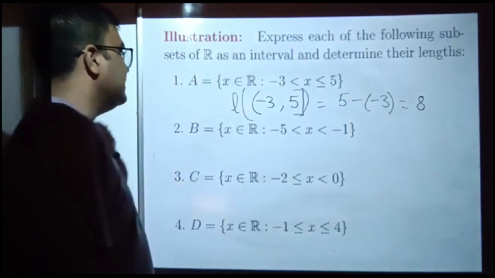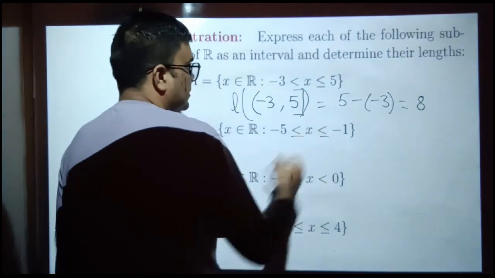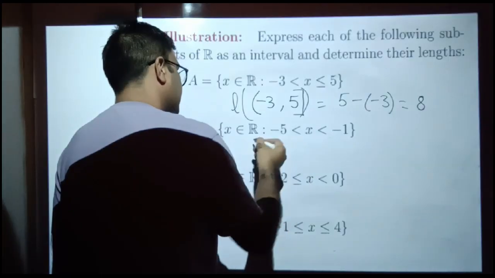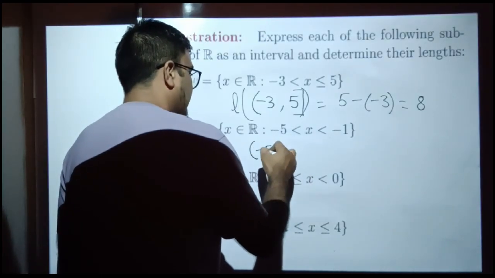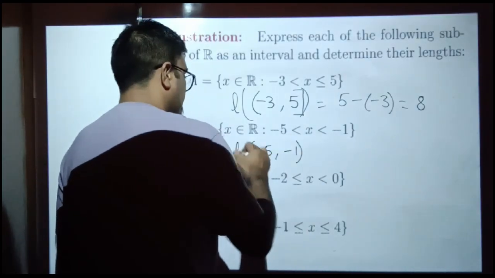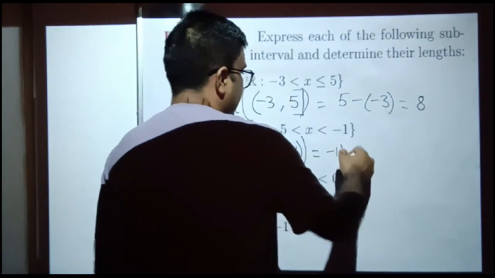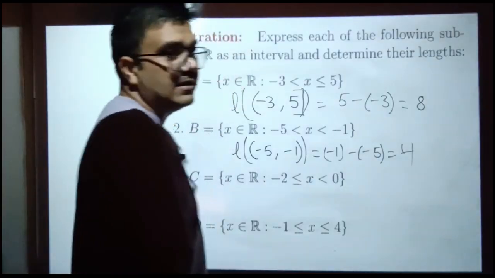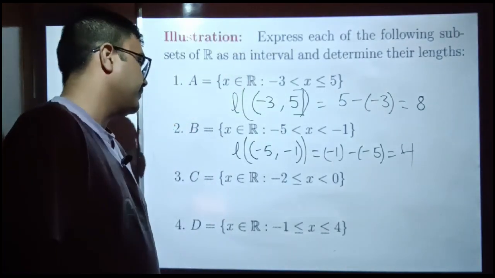For set B, both the inequalities are strict inequalities. Both the points are not included. We will write minus 5 comma minus 1. And the length of this is minus 1 minus minus 5. The answer you will obtain is equal to 4 units.